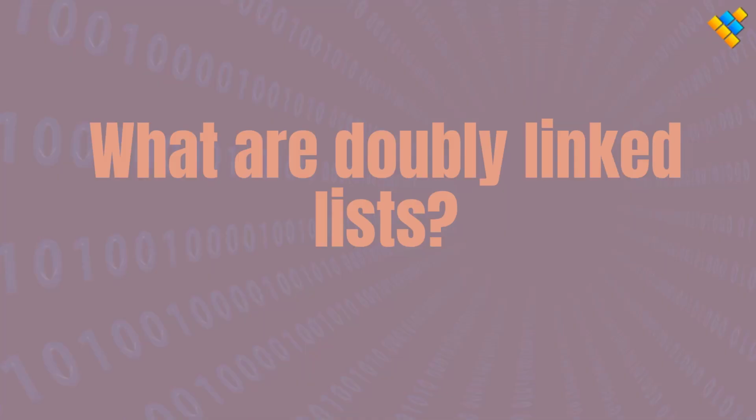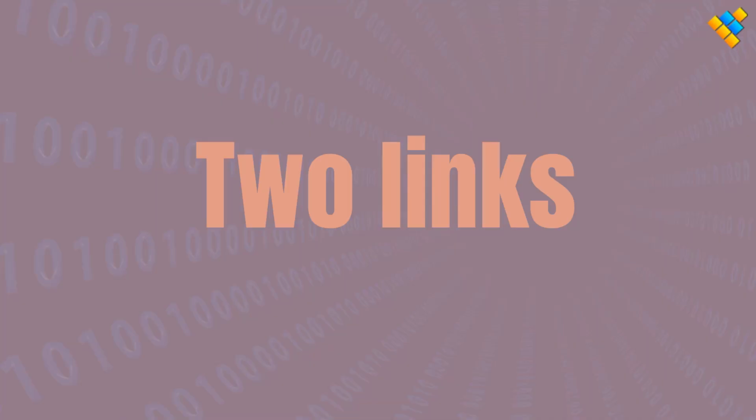So what are doubly linked lists? Well, these are special ones wherein traversal across the data elements can be done in both directions. And this is made possible by having two links in every node, one that links to the next node and another one that links to the previous node.